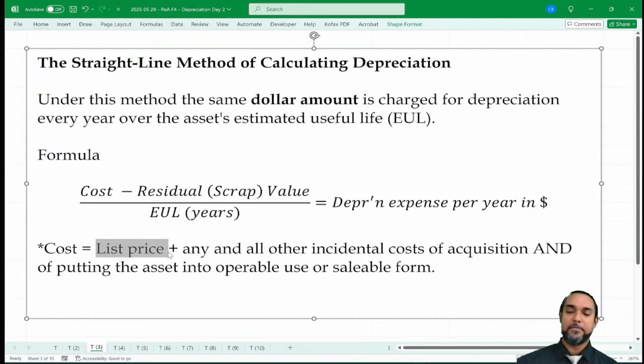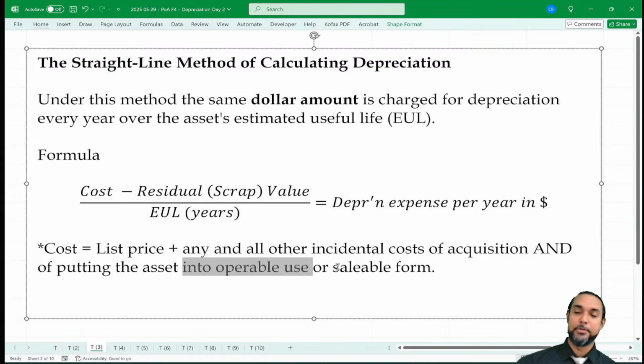Now, I have a couple of words here: putting the asset into operable use, right? Operable comes from the word operate, or operational. If you buy, for example, a computer, and they bring it to you, but you have no idea how to set it up, can you use it? No. To be able to use it, you might have to pay someone to come and help you. And whatever their fee is for setting up your computer, that's part of the cost. So anything you have to pay to get the asset to you and to be able to use it, to put it into operable use, is part of the cost.